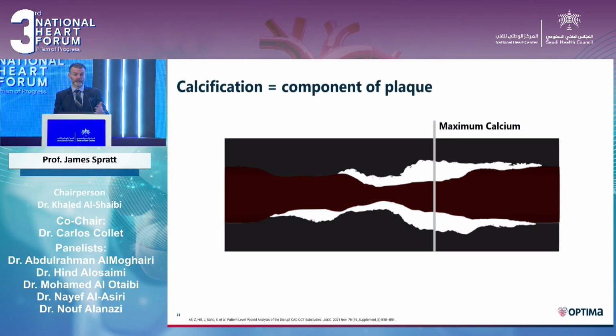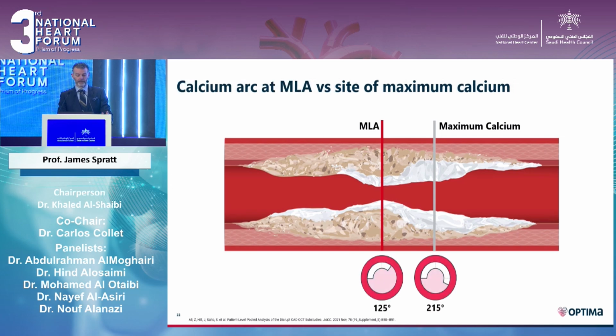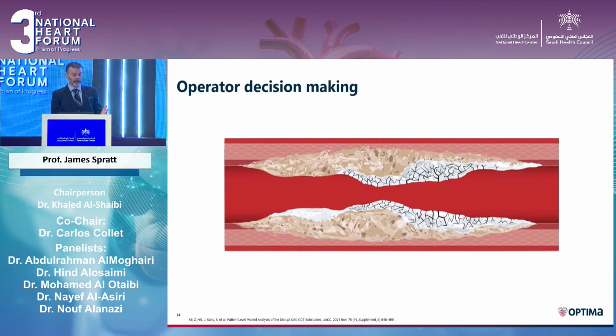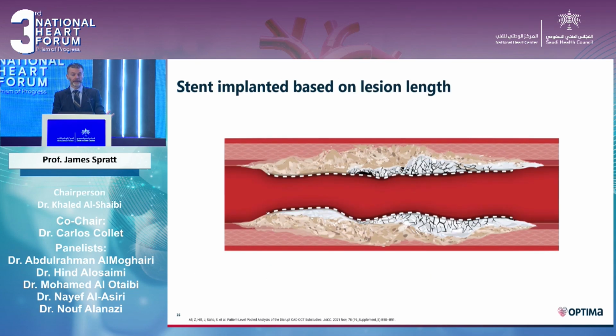And the site of maximum calcium, we know from the data, is frequently not at the site of the MLA. So what we tend to do is concentrate our technologies where the lesion is tightest and where the calcium is thickest. We treat them very well, whether it's the arcs here, 125 or 215, and we put in a stent which is longer than the lesion length, as it has to be. And that generally means we get the MSA at a point remote from where we've targeted our treatment.